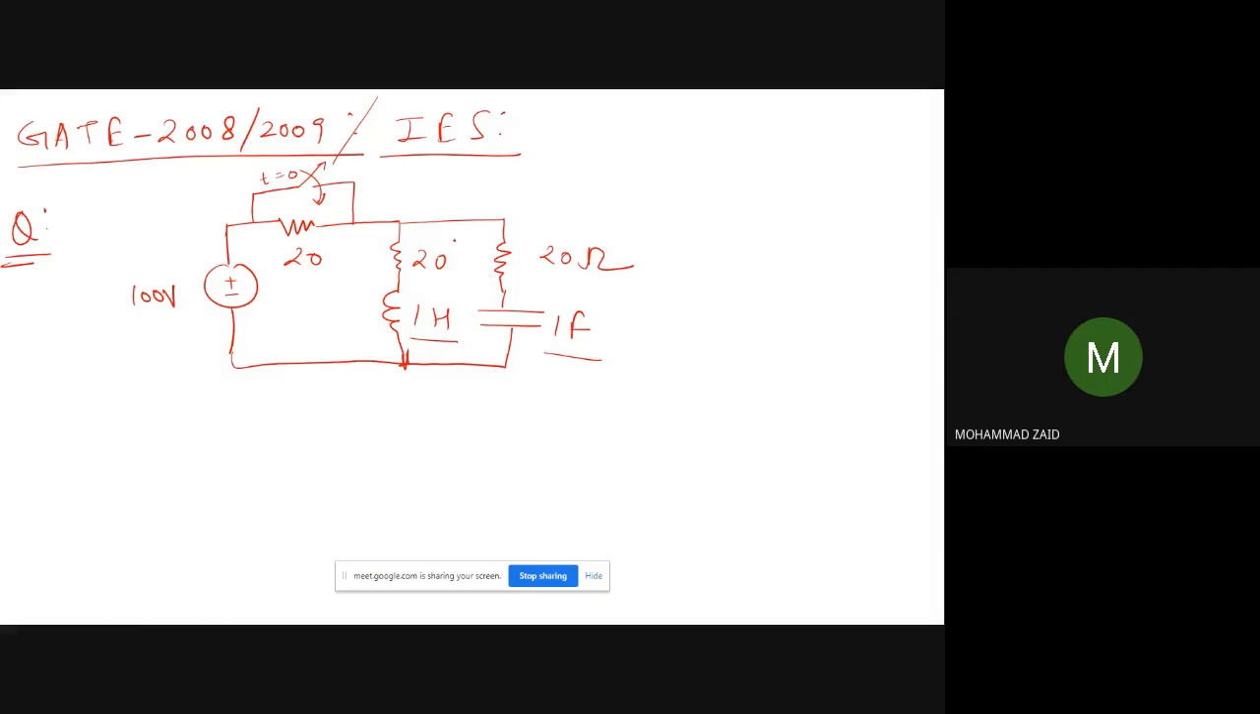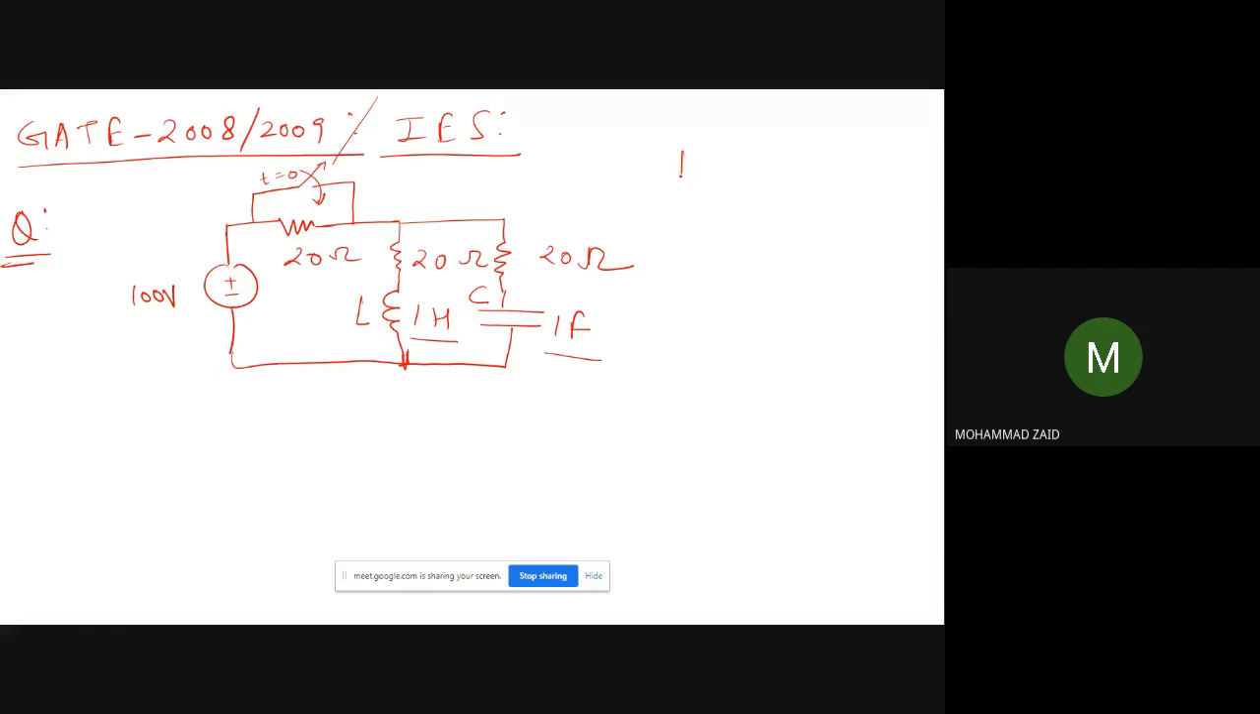So this is the circuit. You have 20 ohm resistance, 20 ohm resistance, 20 ohm resistance. You have an inductor, this is an L, and this is a C. This is a switch. So it becomes a switching circuit. The switch is operated or closed at t is equal to 0. When the switch is closed at t is equal to 0, this resistance will not come into the circuit because it will be shorted away.